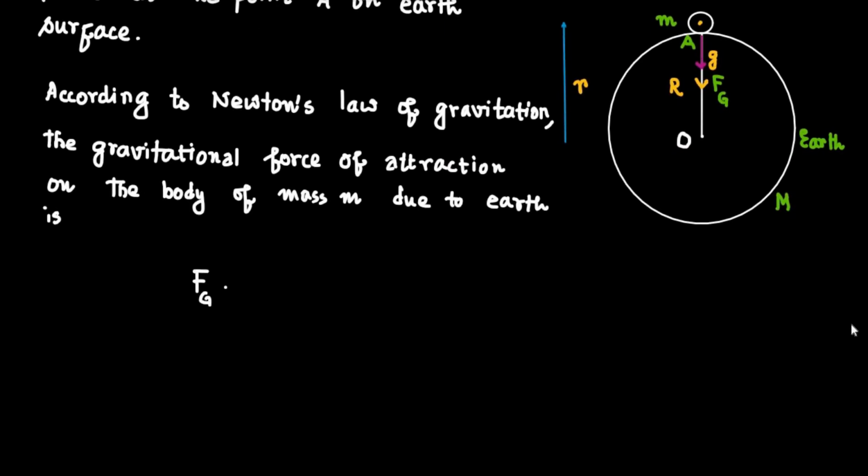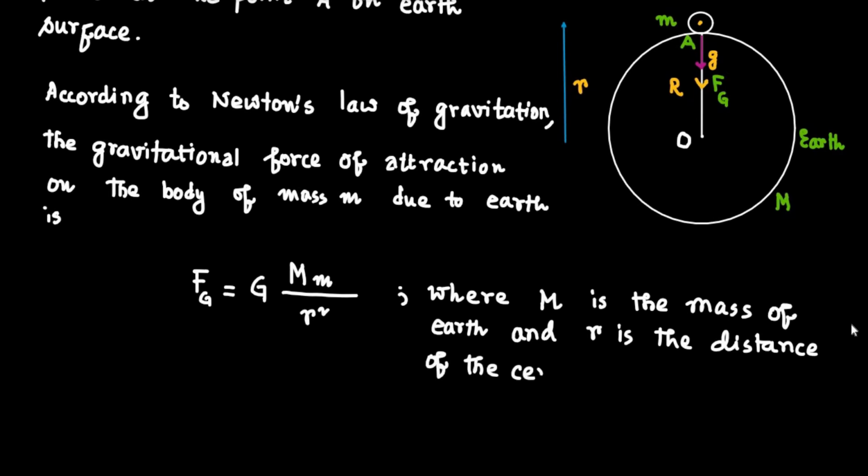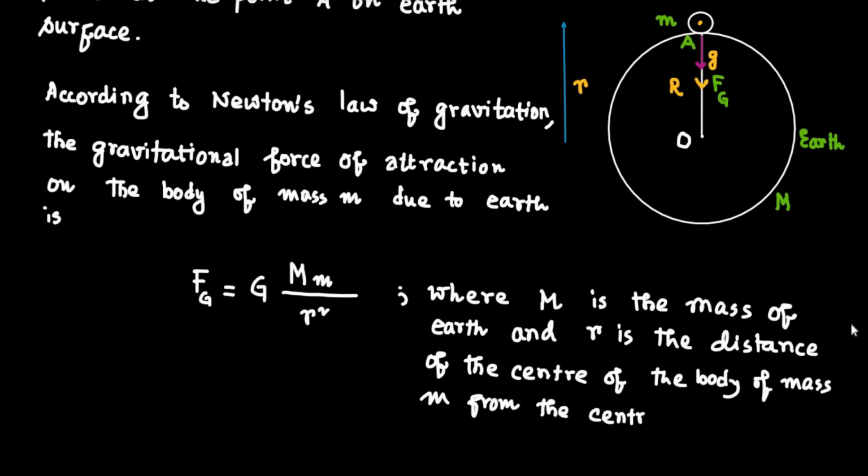Fg equals G capital M small m divided by small r square, where capital M is the mass of Earth, and small r is the distance of the center of the body of mass small m from the center O of Earth.